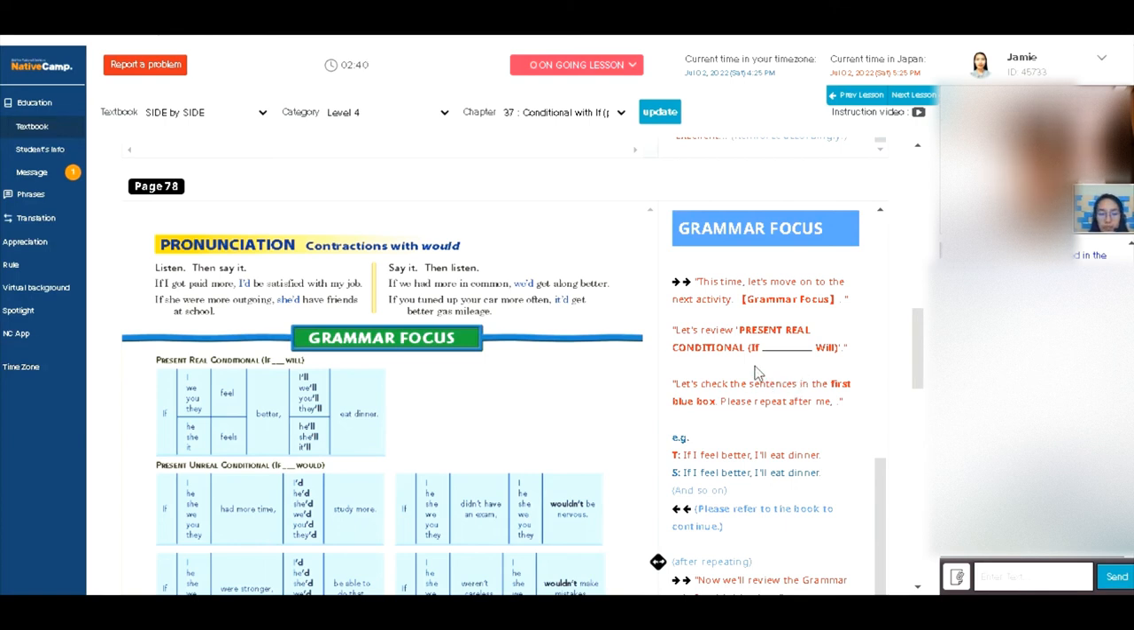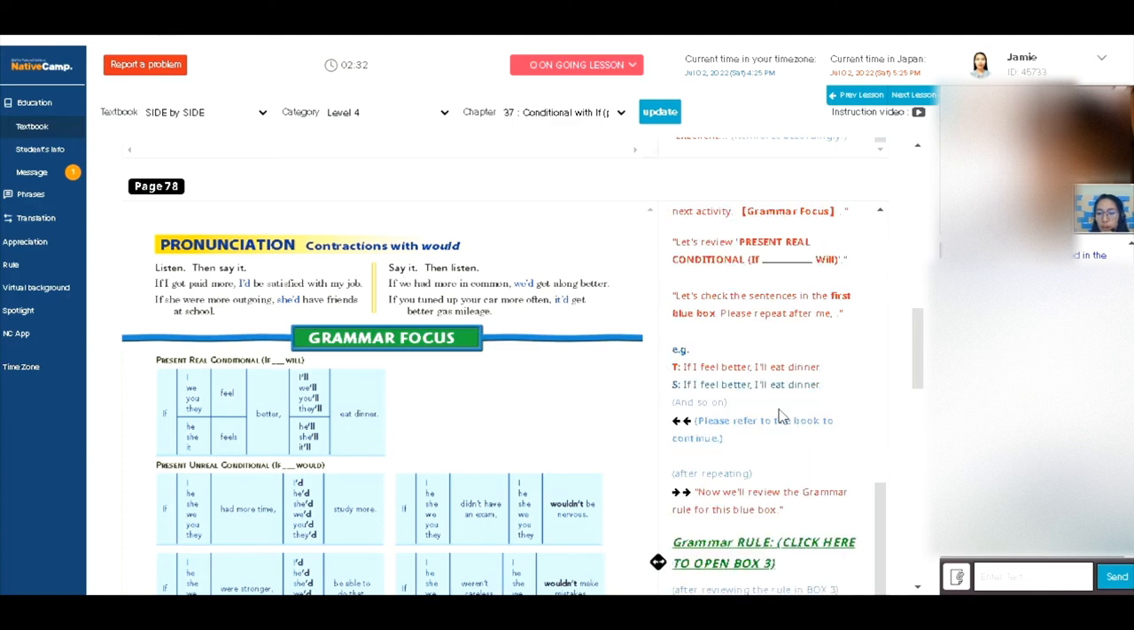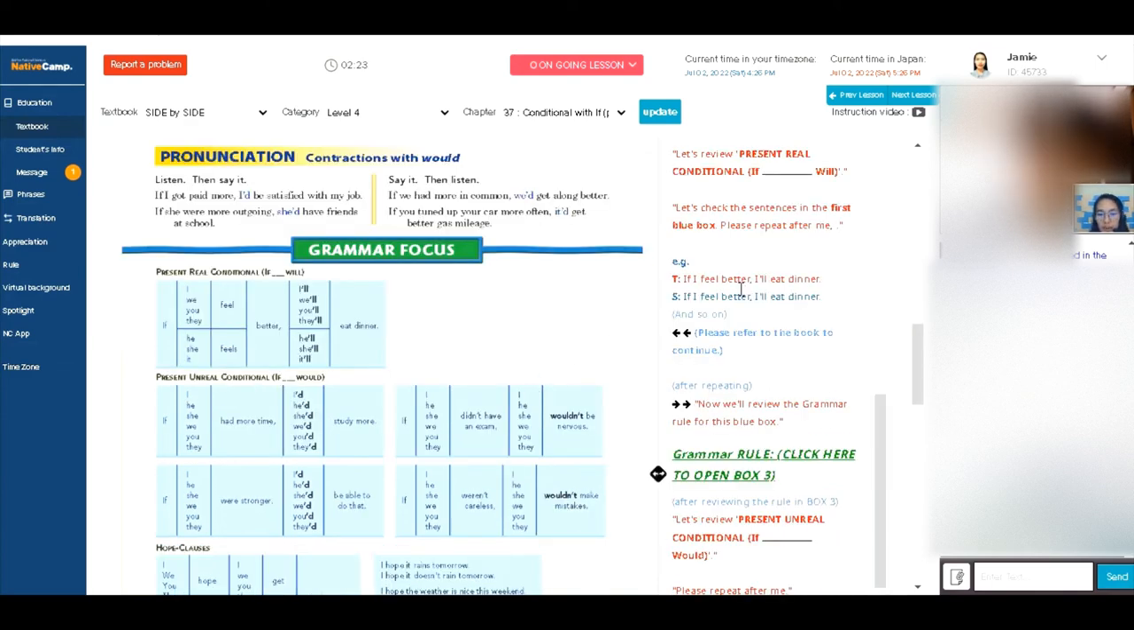Grammar focus. Let's review present real conditional, if will. Let's check the sentences in the first blue box. Please repeat after me, okay?